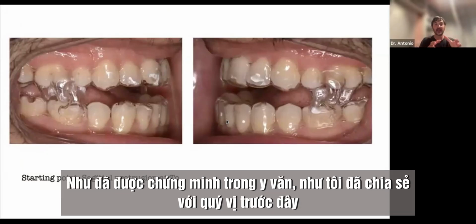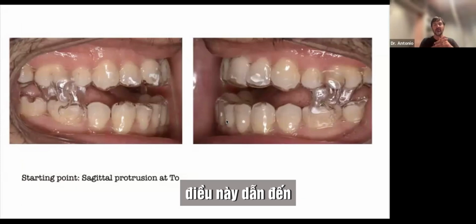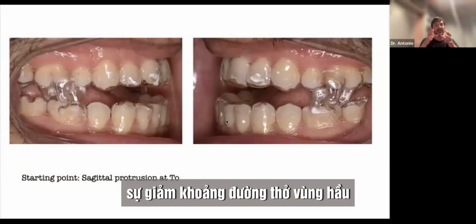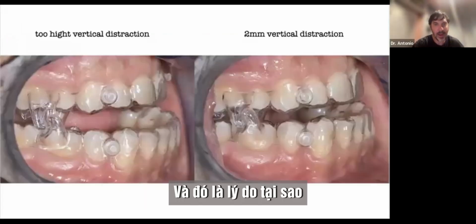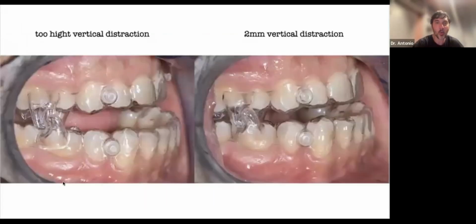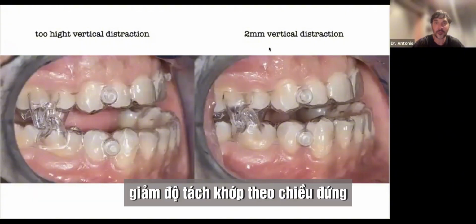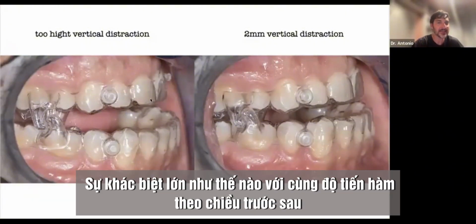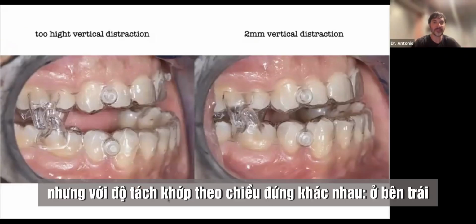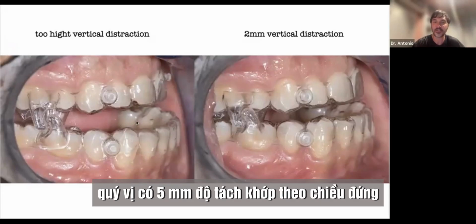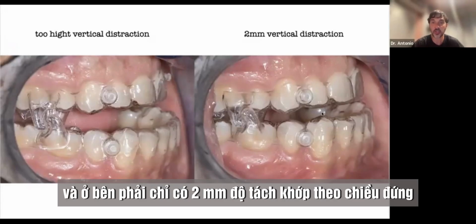As demonstrated in the literature, as I told you before, this results in a reduction of pharyngeal airway space. And that's the reason why we asked for a reduction in the vertical distraction. As you can see here, how big is the difference with the same sagittal protrusion but with different vertical distraction. On the left you have 5 millimeter of vertical distraction, on the right just 2 millimeter of vertical distraction.